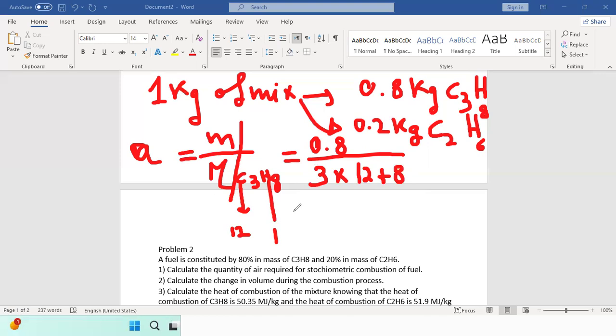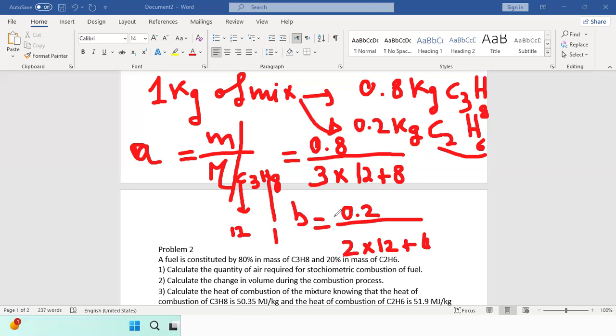Now to determine B, it's a similar equation. I take the mass of C2H6 that is present, which is 0.2, and I divide it by the molar mass of C2H6, which is 2 times 12 plus 6. Okay? And now, once I have A and B, I can deduce the percentages in volume of C3H8 and C2H6.